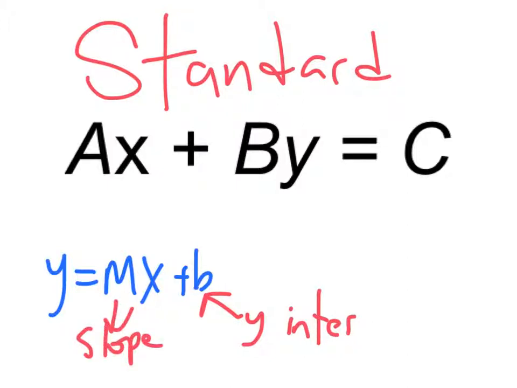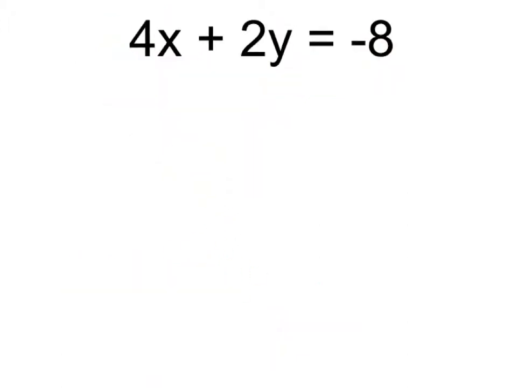So this right here is our slope-intercept form, and what we need to do is convert our standard form into slope-intercept form. We're going to need to do a little bit of algebra to get it so it's y equals a number x plus a number, if there is a y-intercept at all. So let's convert this standard form into slope-intercept form.